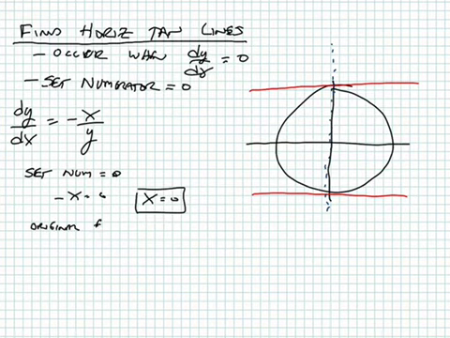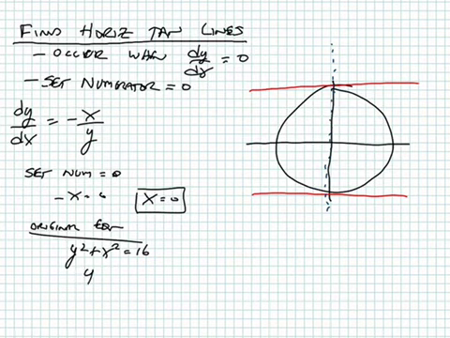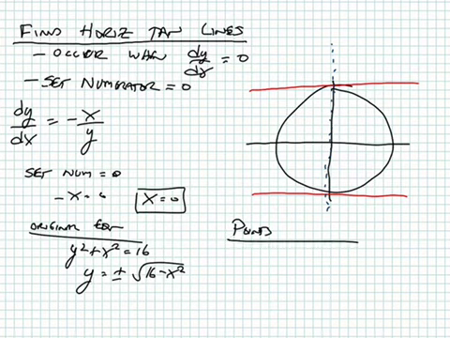So the original equation is y squared plus x squared is equal to 16. If I solve for y, y is equal to plus or minus the square root of 16 minus x squared. And so these 2 points where I've got the horizontal tangent lines is if I put x equals 0 in for y, then I get 2 different points where I've got horizontal tangent lines.